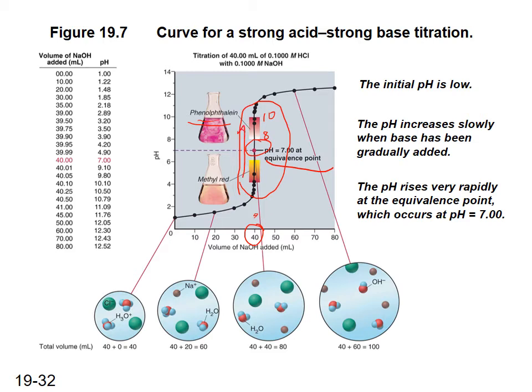significant jump of pH. In fact, 1 drop of sodium hydroxide added to the solution may change the pH from 4 to 11. A huge change, just 1 drop of sodium hydroxide. Therefore, as long as the color change of an indicator is within this vertical range, it should give you an accurate indication of the equivalence point.